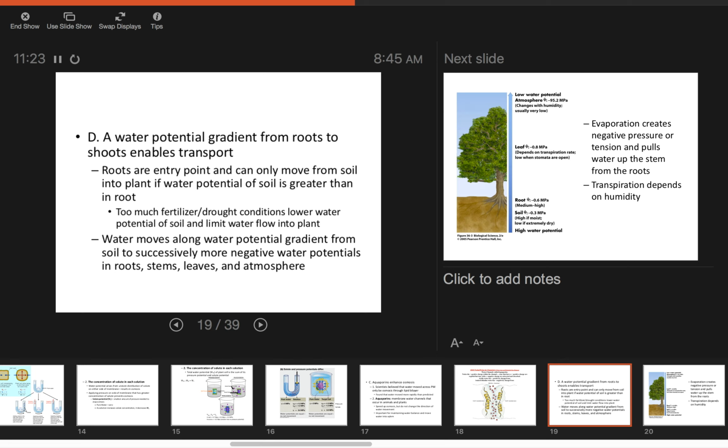Okay, so there is a water potential gradient in the roots and the shoots that enables the transport. So the plant has to control this. If you add too much fertilizer or drought conditions lower the water potential of the soil, it will limit how much water will flow into that plant. So the plant takes this into account and tries to move solutes around so water continues to flow from the roots up the shoot to the leaves.